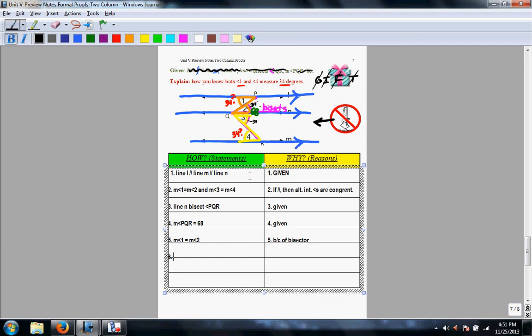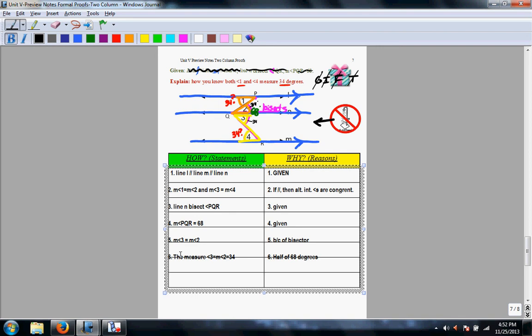And if we know those two are equal, we know that 3 and 2 are equal because of the bisector. So now we can say the measure of angle 3, which equals the measure of angle 2, both of those must measure 34 degrees, because that is half of 68 degrees. And then take a very close look up here.